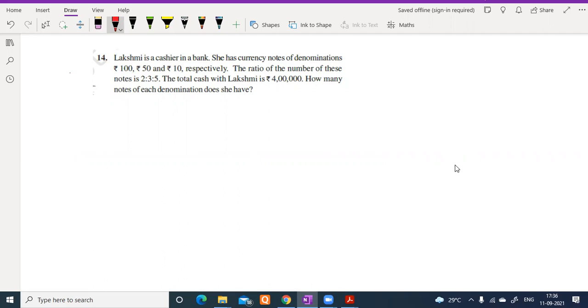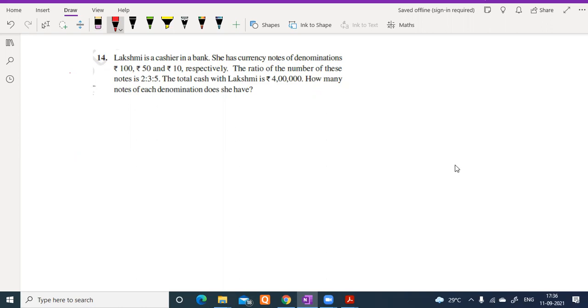Lakshmi is a cashier in a bank. She has currency notes of denominations rupees 100, rupees 50 and rupees 10 respectively. The ratio of the number of these notes is 2:3:5. The total cash with Lakshmi is rupees 4 lakh. How many notes of each denomination does she have?